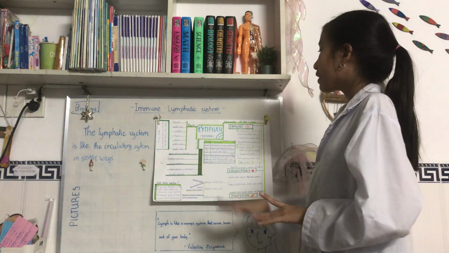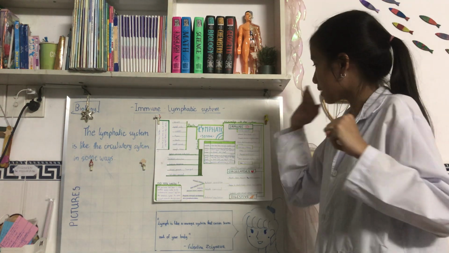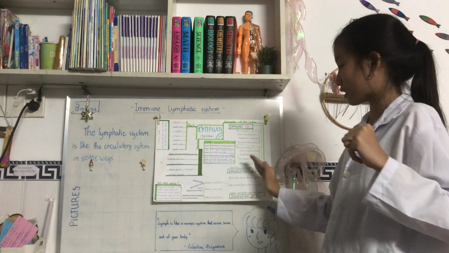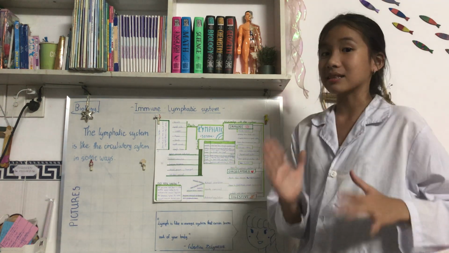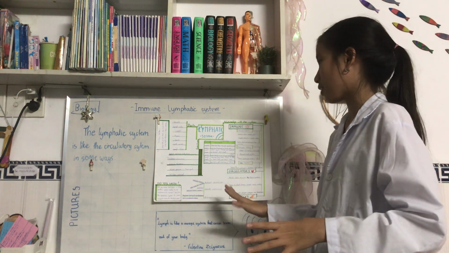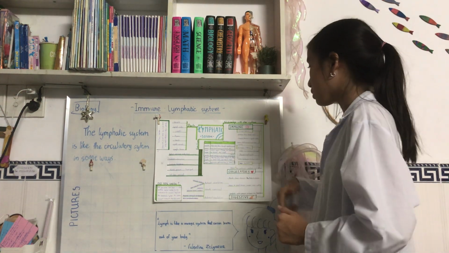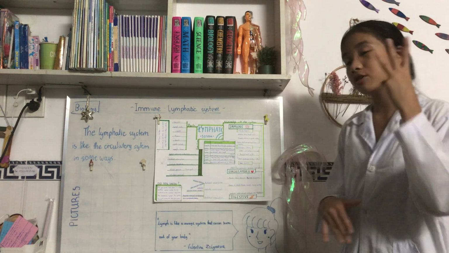The last part is the relationships with other systems. We have three main systems: the immune system, the circulatory or cardiovascular system, and the digestive system. And yes, the digestive system is in this whole relationship. Firstly, we have the immune system. Now, the lymphatic system helps with three main jobs.